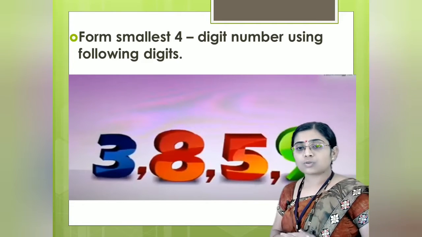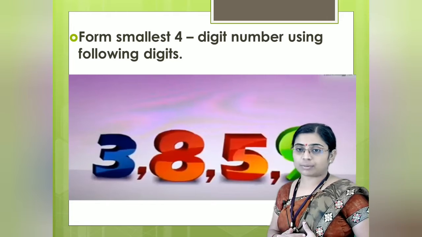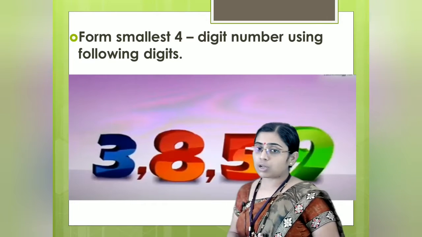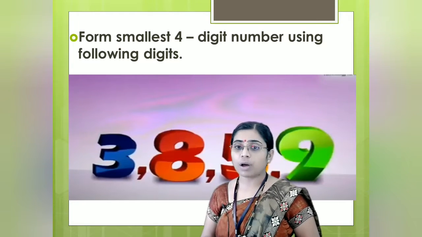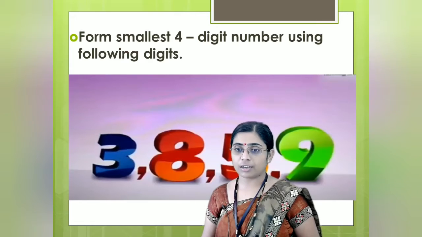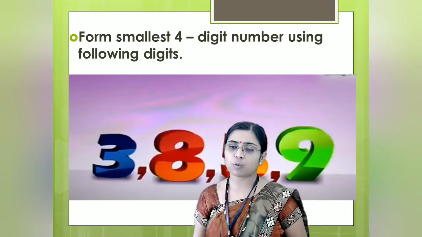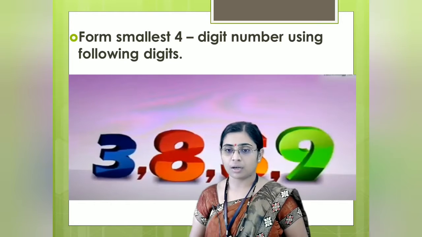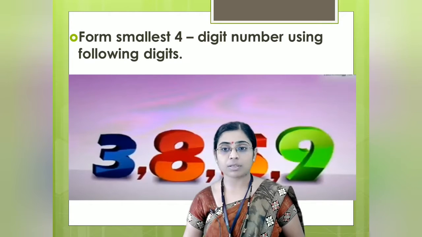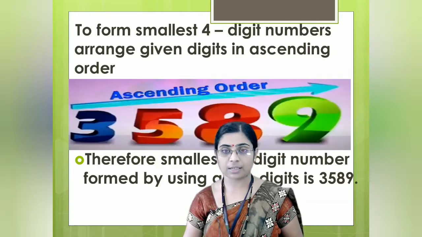Use these digits to form smallest 4-digit number. To form smallest 4-digit number, we need to arrange these numbers in ascending order. Ascending order means the arrangement of numbers from smallest to greatest. So, let us arrange these numbers from smallest to greatest.